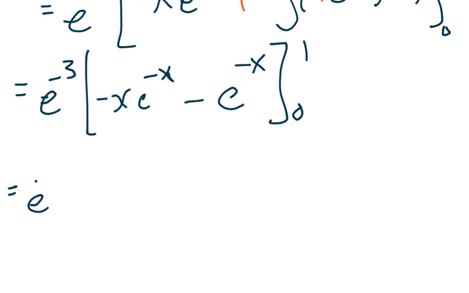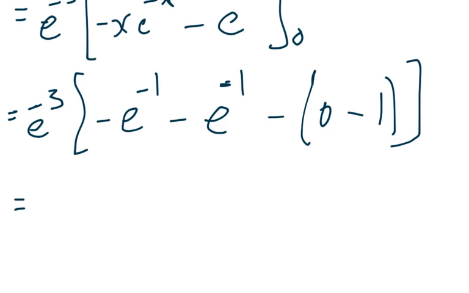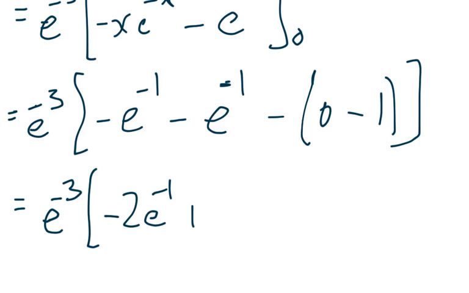which otherwise can be written minus e to the minus 1 minus e to the minus 1 and then we're going to have minus, well this first term is going to be 0, but this one's going to be 1. So we can write this as e to the minus 3 minus 2 e to the minus 1 plus 1.